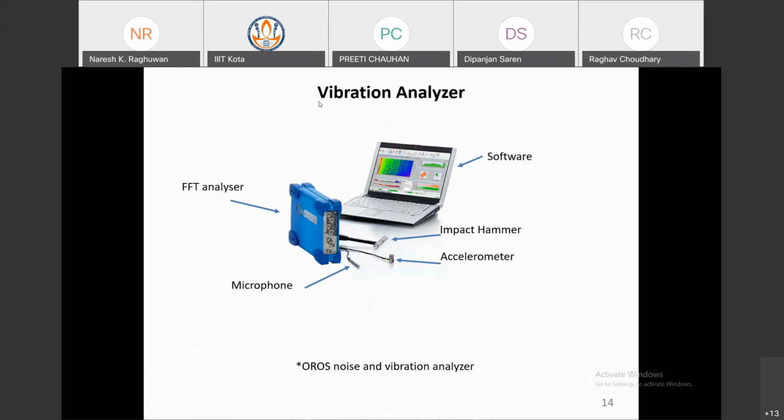And three transducers are given here: microphone, accelerometer, and impact hammer, and some software in your laptop. So this will be done in this system, in this software. Okay, so LabVIEW is not required, but it costs highly if you purchase this software for the vibration analysis. Okay, so if you are doing with the help of LabVIEW, then LabVIEW software is required, and some accelerometer, impact hammer, or whatever signals you are capturing. So LabVIEW program accordingly you can do.